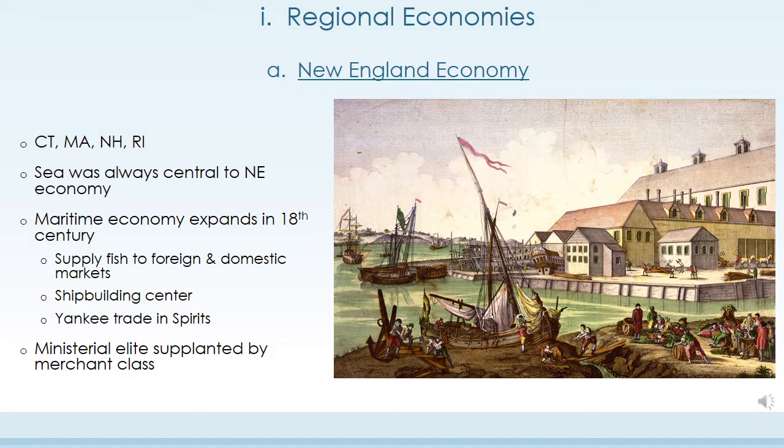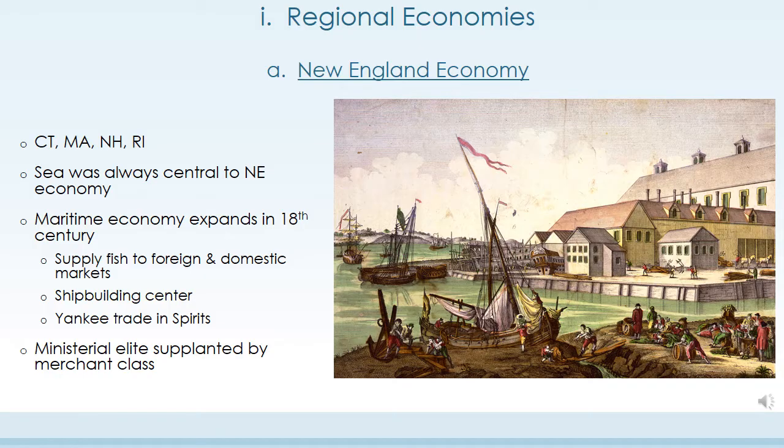And if we start in New England, the sea had really always been central to New England's economy, but beginning in the 18th century, the maritime economy really expanded dramatically. And while they continued to supply fish to their domestic and their foreign markets, they also became a major center of shipbuilding, and the merchants carried out a lively trade in lots of different commodities.